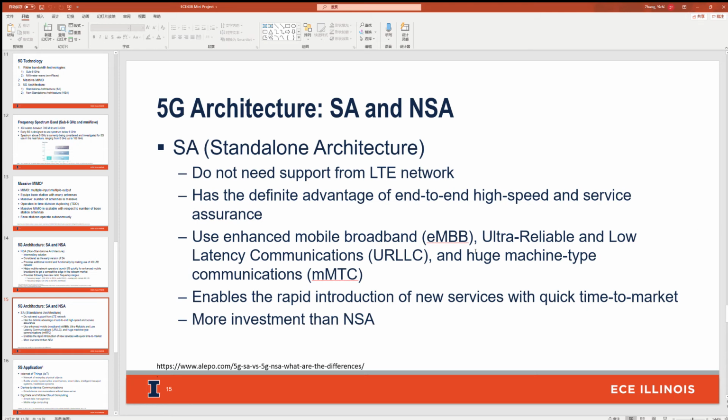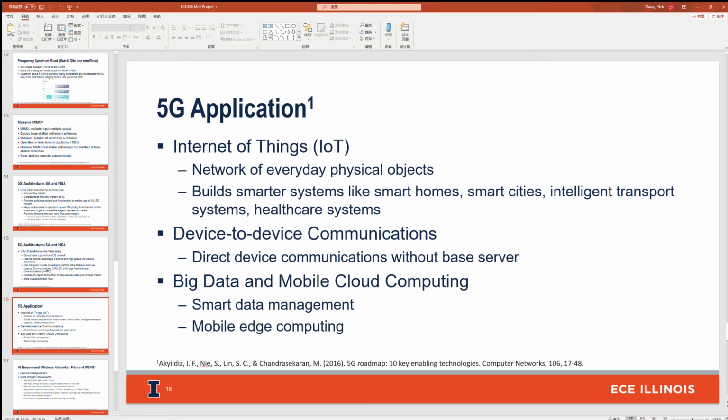So what are the 5G applications? I listed three major applications here. The first one is the Internet of Things, IoT. IoT is a network of everyday physical objects, vehicles, applications, devices, buildings, etc. Some examples of the devices that would be part of the IoT are microwave ovens, washing machines, wearable smartwatches, and health monitors.